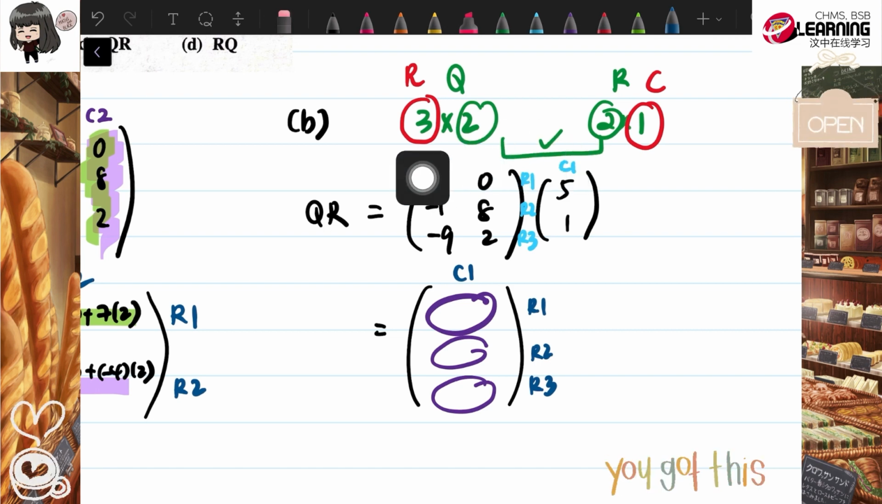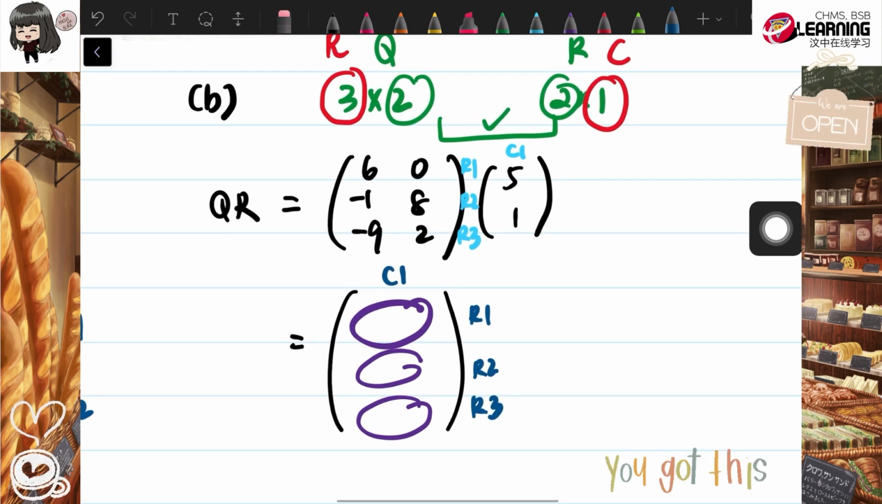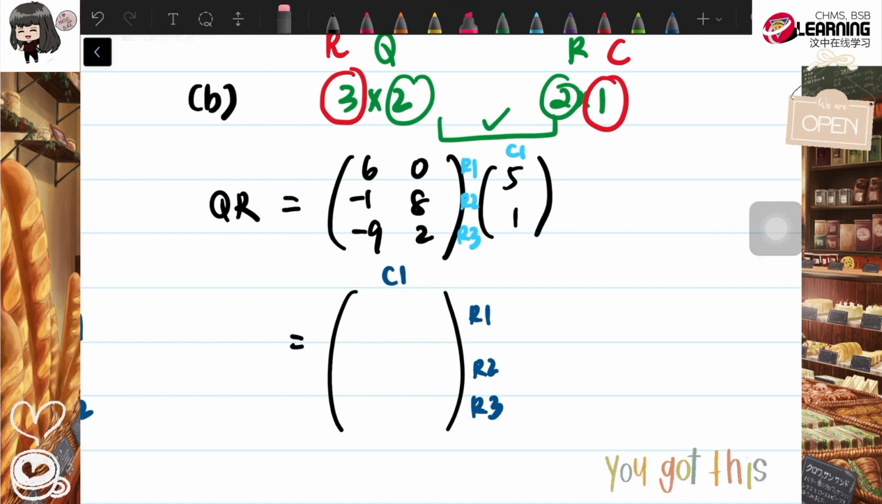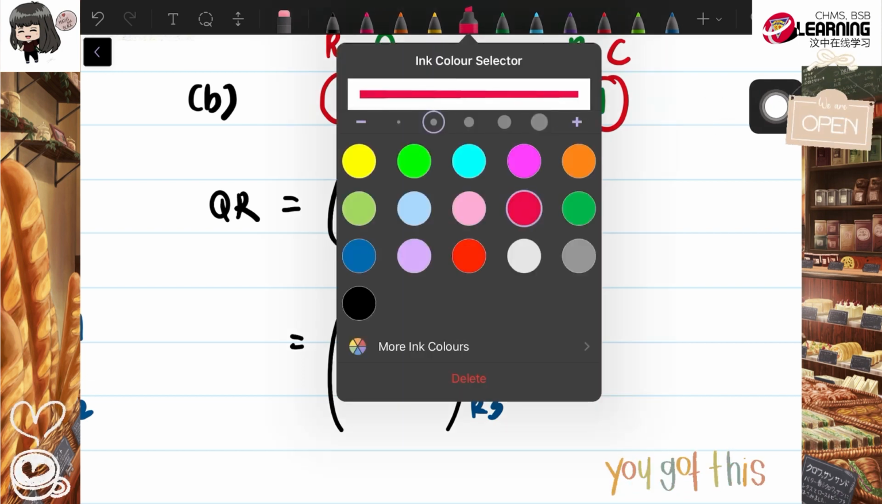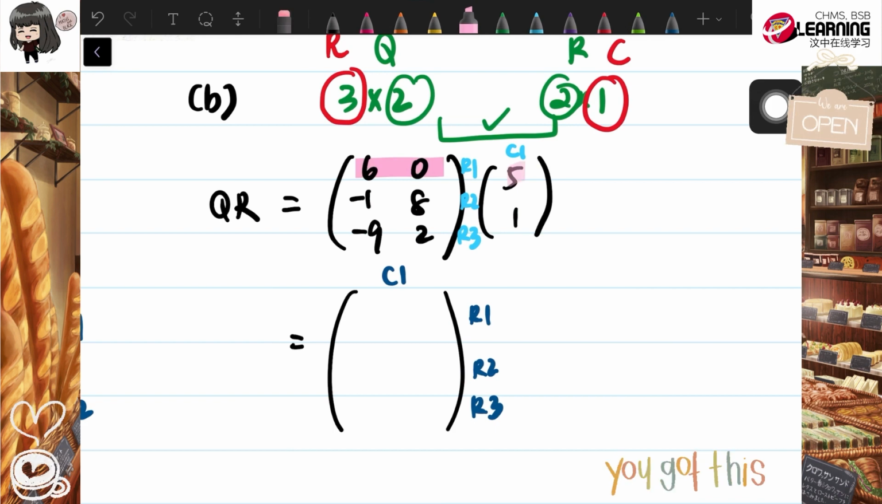You can just multiply like that. Straight away the first one is 6 times 5 plus 0 times 1. You can multiply without writing this down. But in the beginning, if you are doing matrices for the first time, and this is convenient to you, write it down. So this one is first row, first column, right? Then you multiply the first row with your first column, the pink one. So this is 6 times 5 plus 0 times 1.